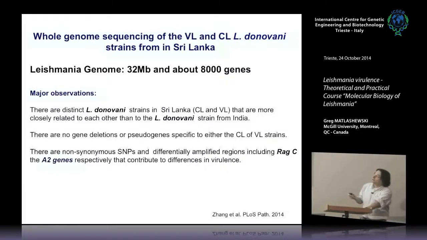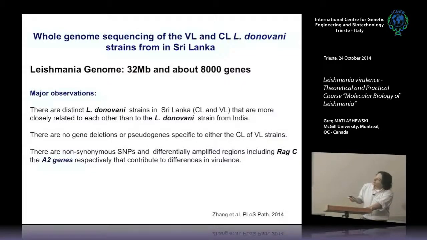But what did we find when we sequenced the genome? So first of all, the Leishmania genome is about 32 megabases, 8,000 genes. What were the major observations from sequencing? And you can go back, the paper recently came out in PLOS, so you could look at all of the details, which I'm not going to give you here.